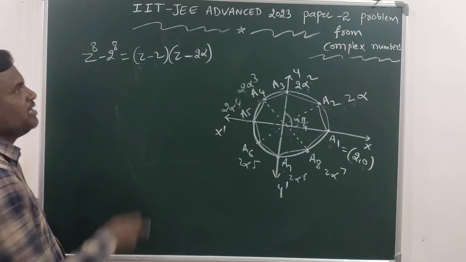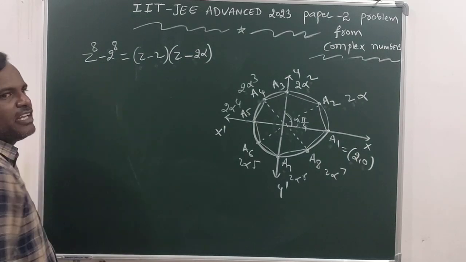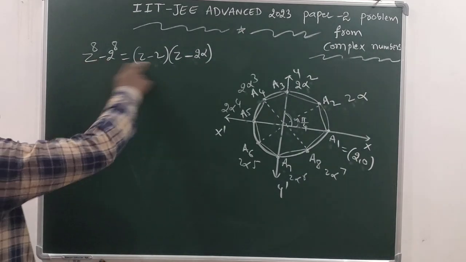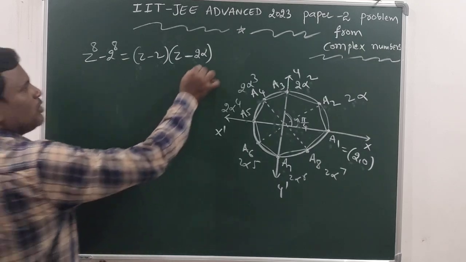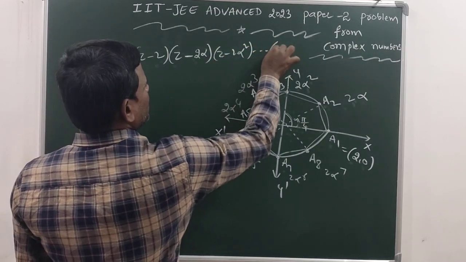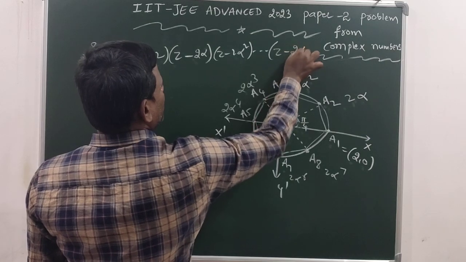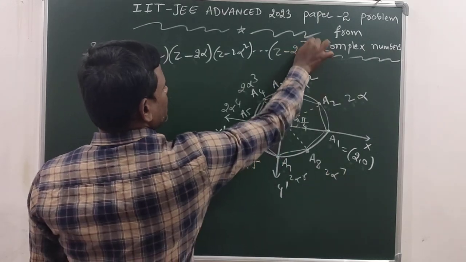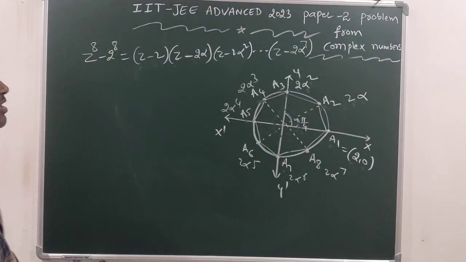Okay students, here it is, an 8th degree polynomial. I am factorizing it. So, Z minus 2 alpha square and so on, Z minus 2 alpha power 7 you will get. Now apply magnitude on both sides.